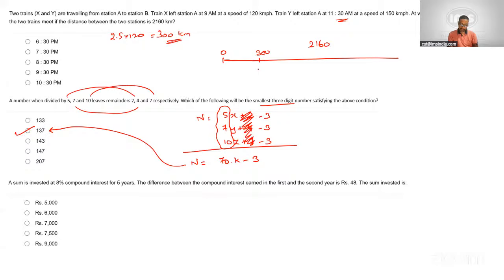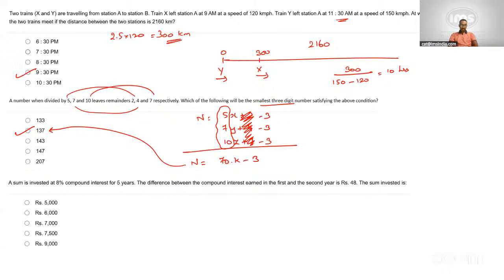This is at 0. So here is train X, here is train Y. So 300 kilometers to cover at a relative speed of 150 minus 120. So 300 by 30, or effectively 10 hours. So 10 hours after 11:30 a.m. So that would be 9:30 p.m.